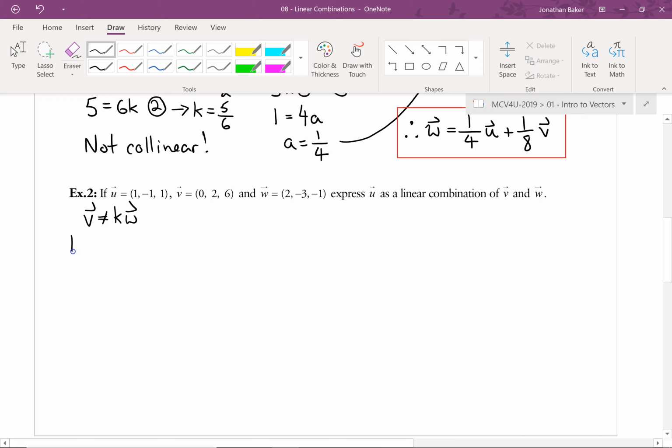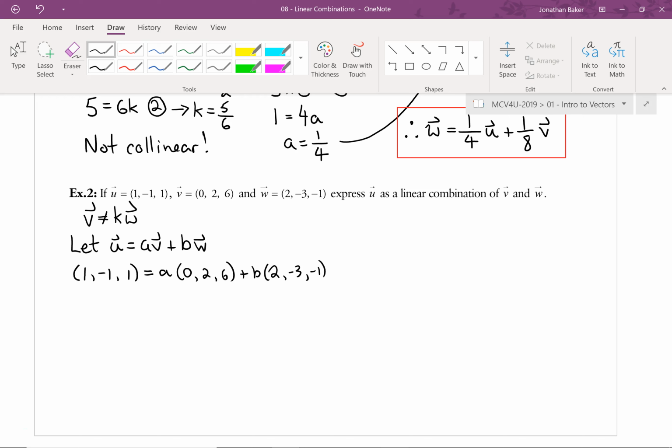All right, so they are not collinear. What we can do then is let u equal a times vector v plus b times vector w. So u is (1, -1, 1), and that equals a times (0, 2, 6) plus b times (2, -3, -1). Again, we have 3 equations here.